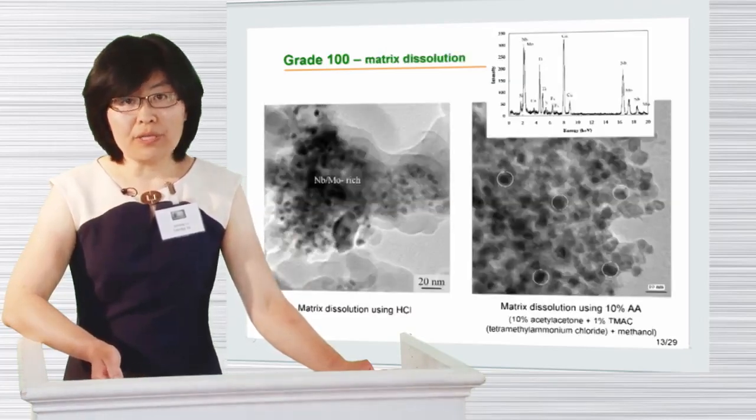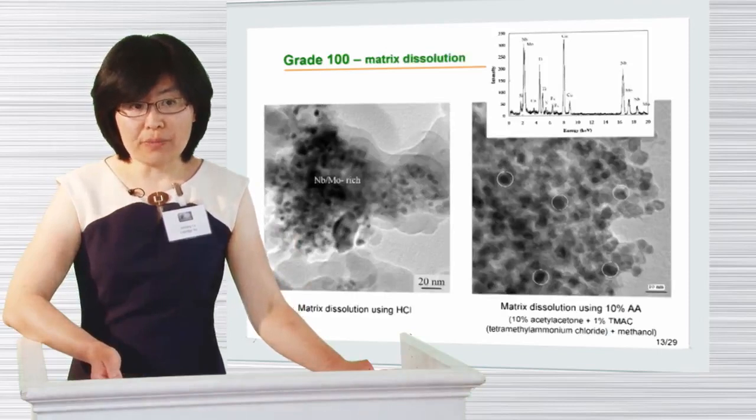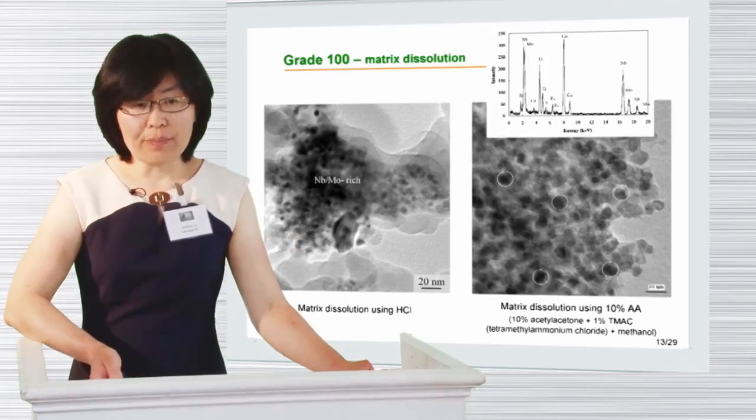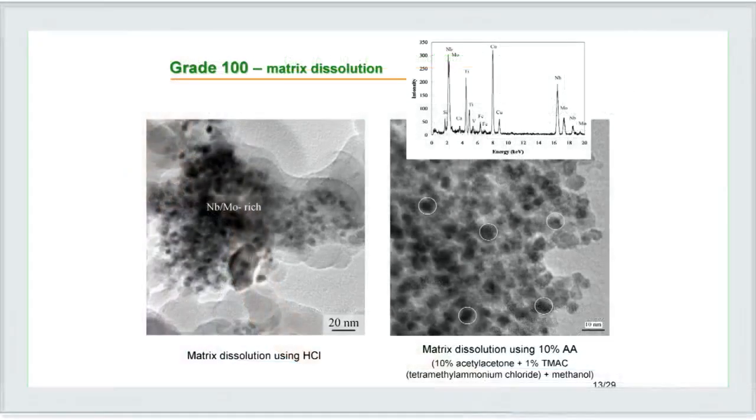And also we use matrix dissolution. We extract the precipitates and also bring them for TEM analysis. And on the left and right side, they are both bright field images. And EDX indicates that they are niobium moly-rich precipitates. It further confirms the chemistry of these nano-sized precipitates.